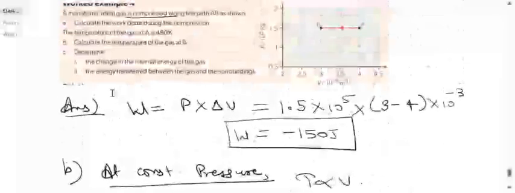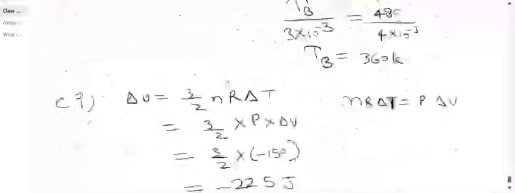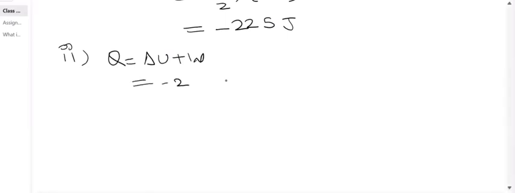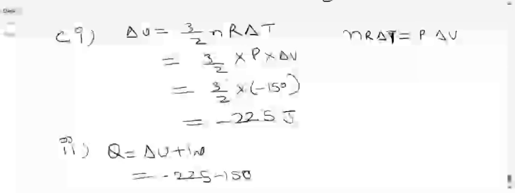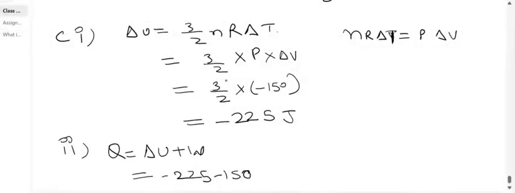Next question. It is asking for the energy transferred between the gas and the surrounding. Q equals delta U plus W. So minus 225 minus 150. So I think minus 375 joule of energy has been transferred. Correct? Yes, ma'am. Any doubts? No, ma'am.